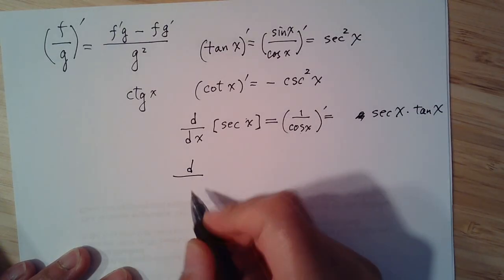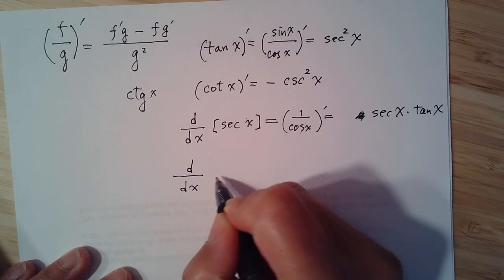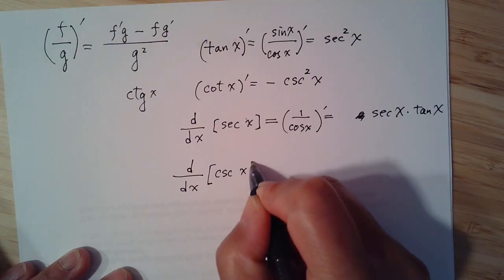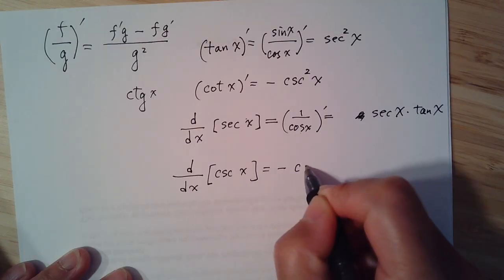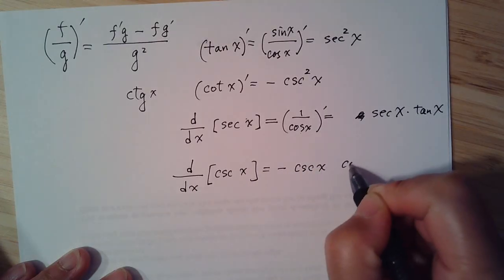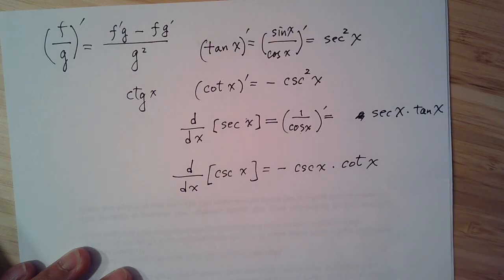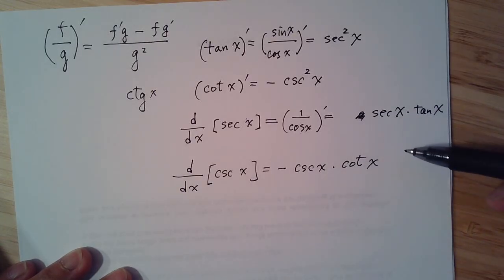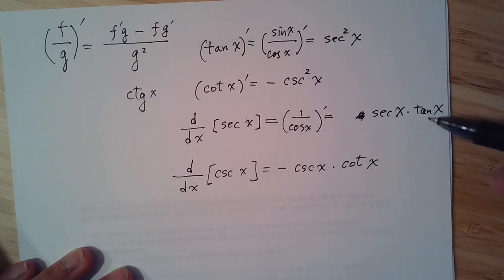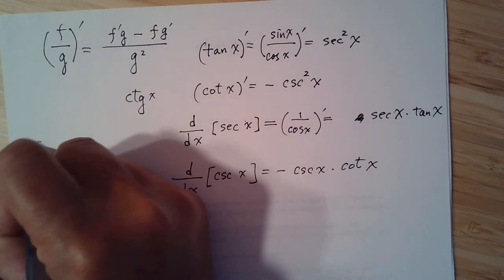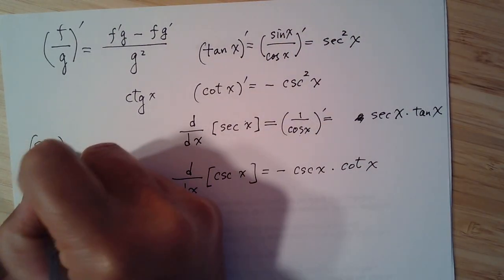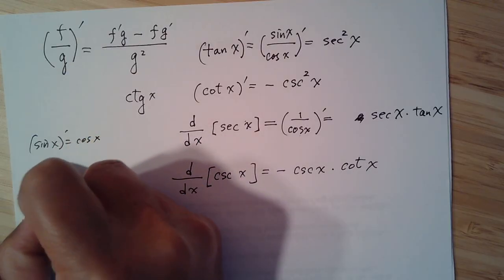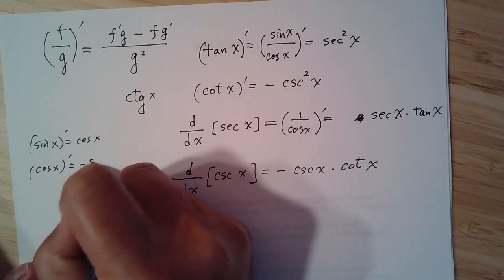And the other one is cosecant x. That will be negative cosecant x cotangent x, and here it should be multiplication in between. I hope you can remember that, but if you don't, you can put them on the cheat sheet. And before that, we also know sine x prime is cosine x, and cosine x prime is negative sine x.